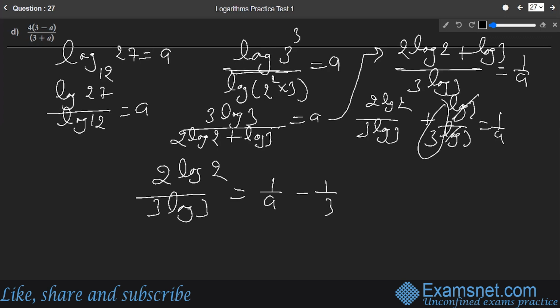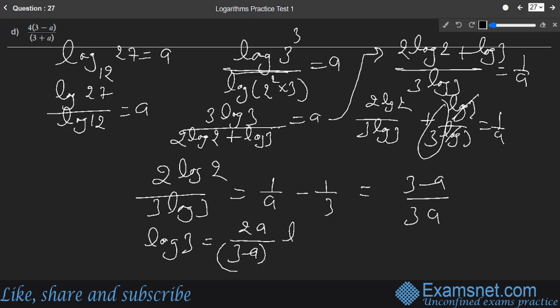2 log 2 over 3 log 3 is equal to 1 upon A, which, taking 3A as common, can be written as 3 minus A over 3A. So 2 log 2 over 3 log 3 has come out to be (3 minus A) over 3A. Now we can give both of them 1 log. So we are left with log 3 is equal to 2A upon (3 minus A) log 2.